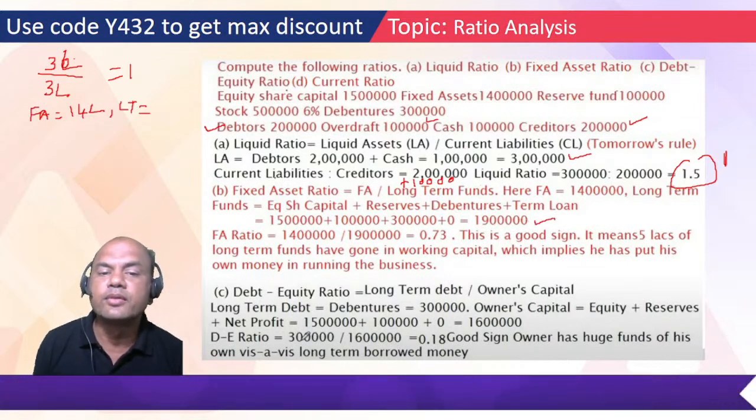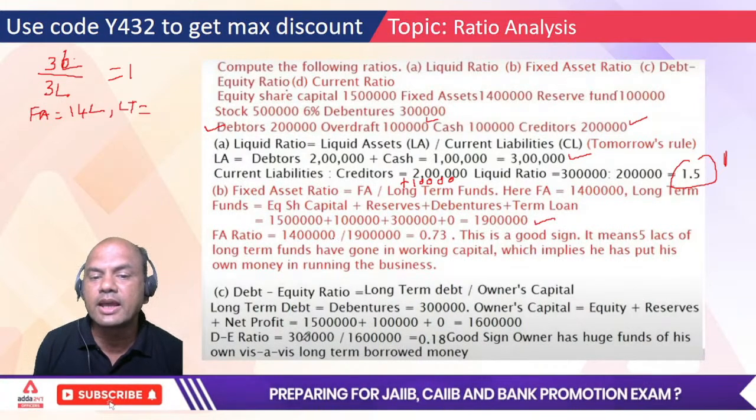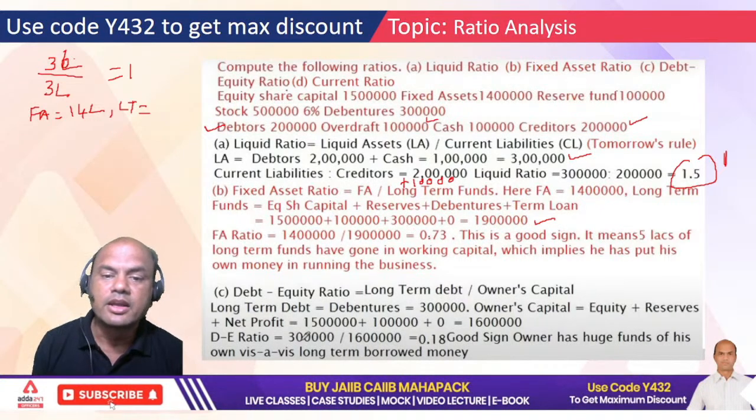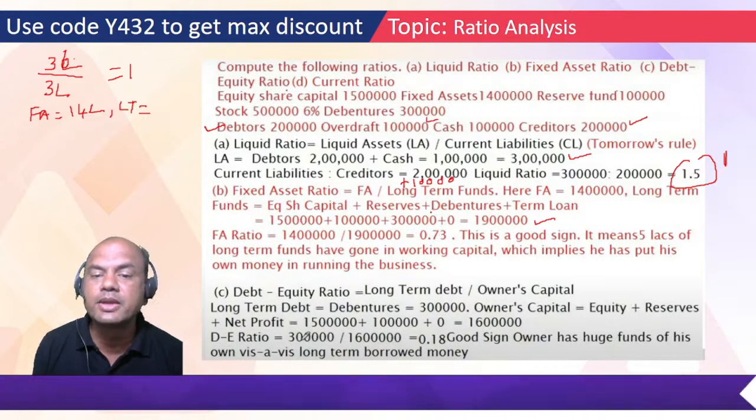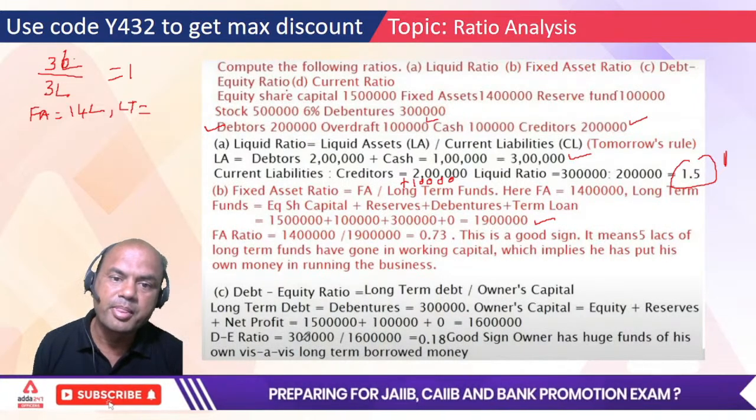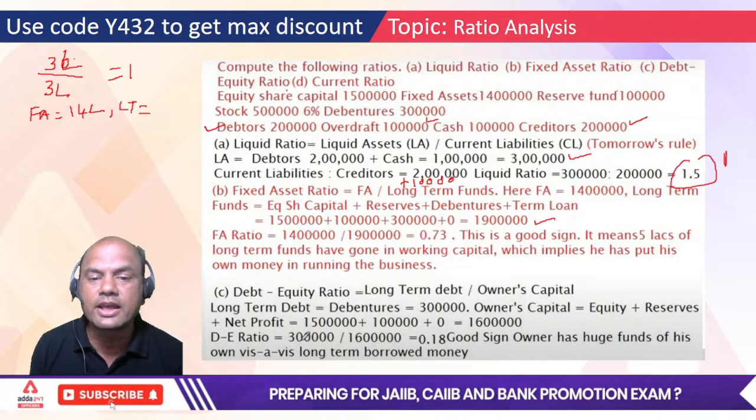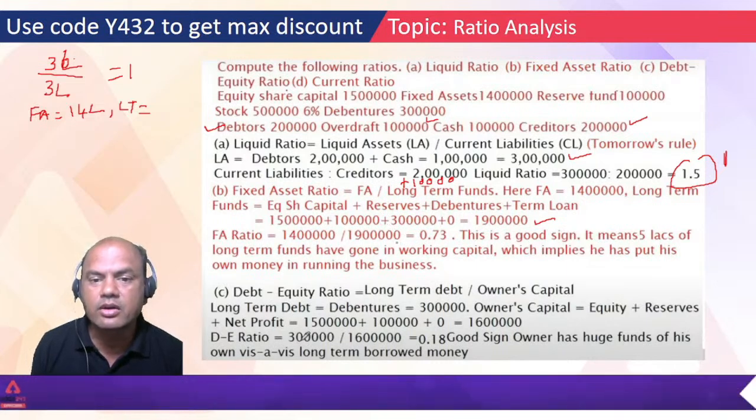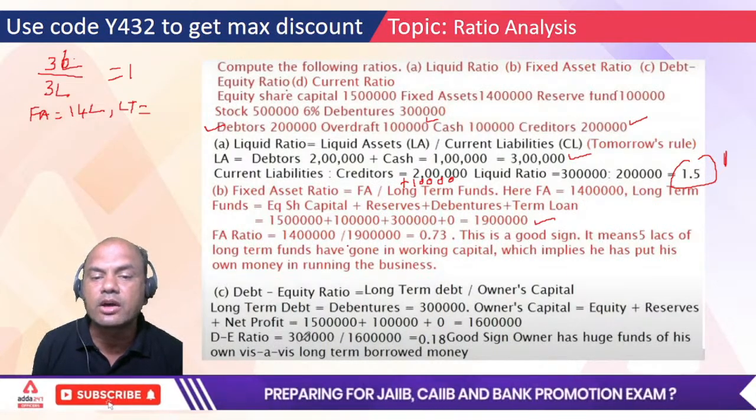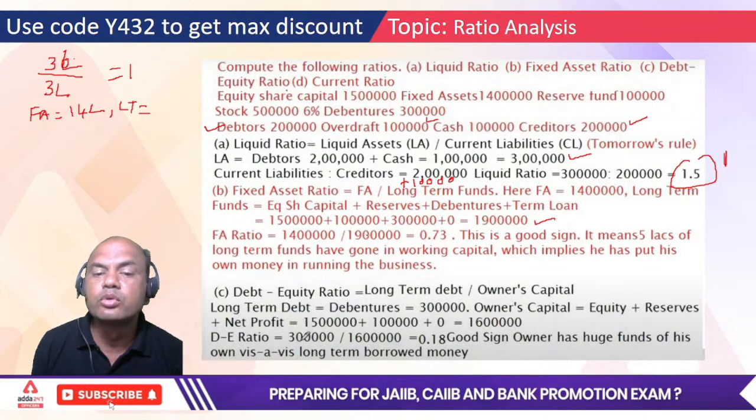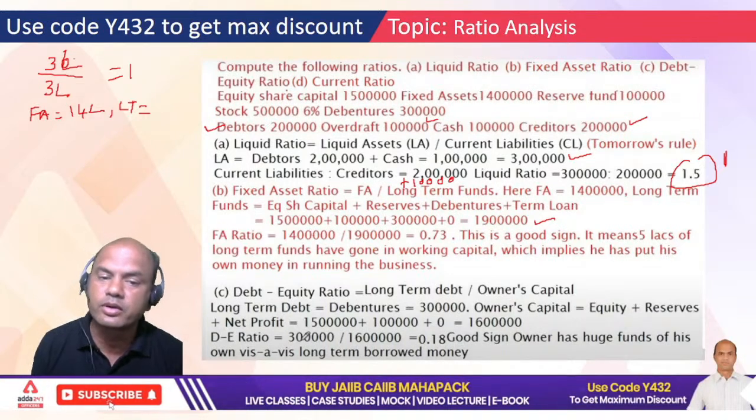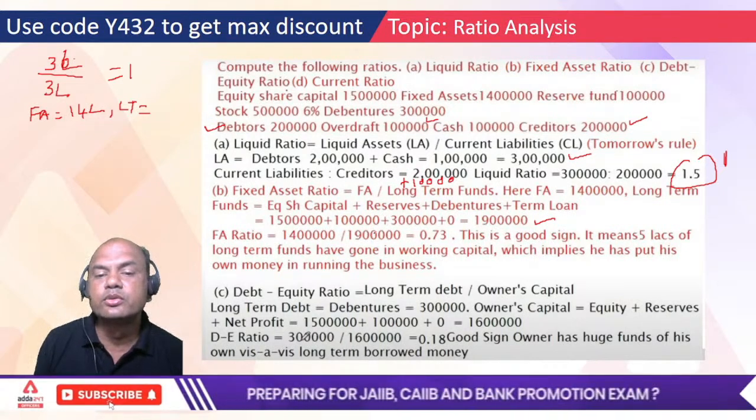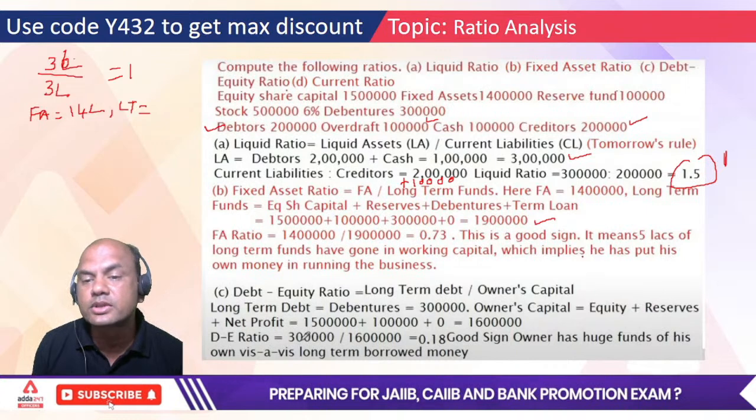So what is the FA ratio then? 14 lakhs upon 19 lakhs. So that is 0.73. What does it mean? If the FA ratio is 0.73, is it good or bad? Fixed assets are 14 lakhs and long term funds are 19 lakhs. It means this client has used 5 lakhs out of his long term funds to buy current assets, because fixed assets are only 14 lakhs. It is a good sign.